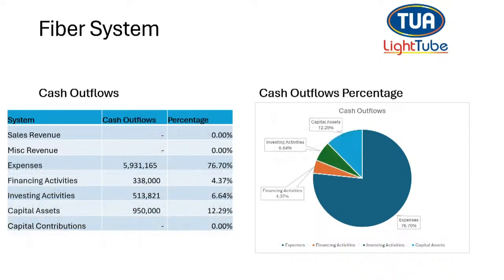All right, next slide. And our fiber system cash outflows, we're roughly looking at 76% of the cash outflows being everyday expenses. And then we've got financing activities, where that loan will be paid off at the end of this year, I believe. And then investing activities, that's carryovers. And then capital assets, where we've got 2 large projects for fiber that we're looking at to improve our system. Any questions? Okay, next slide.